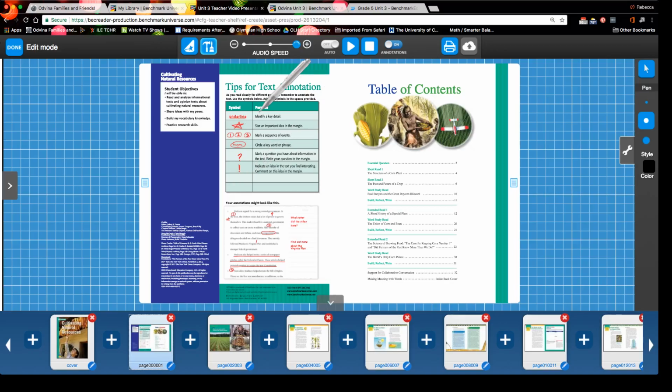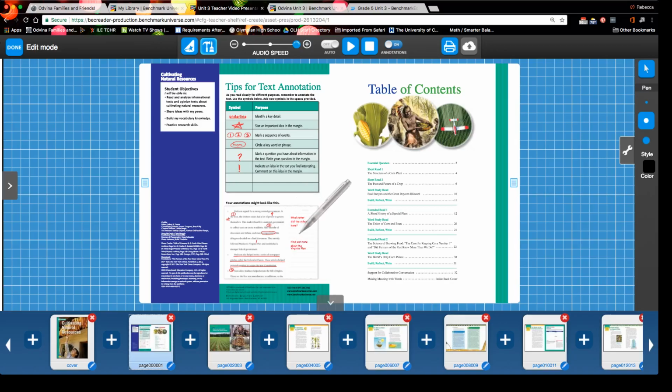We want you to underline to identify a key detail. Put a star to mark an important idea in the margin. Write numbers 1, 2, 3, 4, 5, 6 to mark a sequence of events. Circle a key word or phrase. Put a question mark if you have a question about the information in the text, and write your question in the margin. And put an exclamation mark to indicate an idea in the text that you find interesting. Comment on this idea in the margin. So this is what an annotated text would look like.